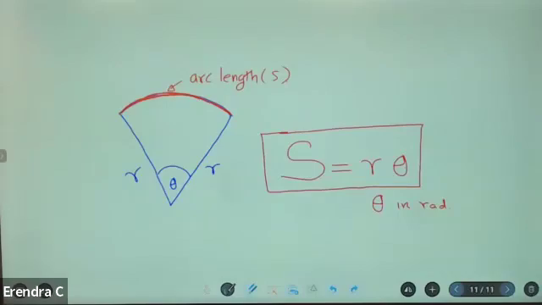There's no problem there. S equal RT. Draw the sector with the arc length.